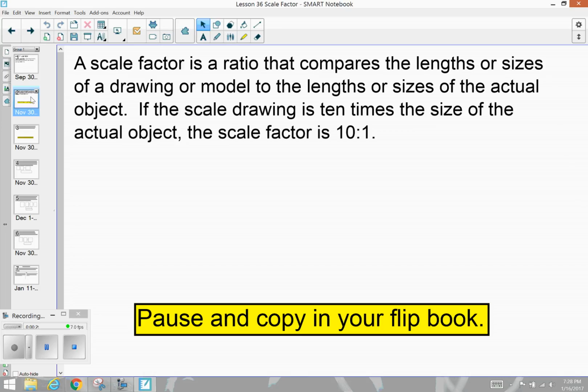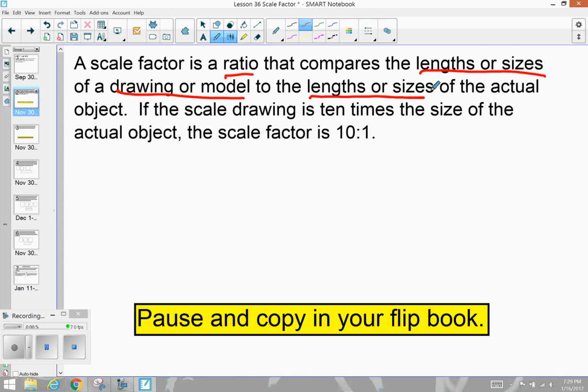A scale factor is a ratio that compares the lengths or the sizes of a drawing or a model to the lengths or the sizes of the actual object. So basically, in a nutshell, because it seems kind of confusing, how can we take, in ratio form, the length or size of a drawing or a model, the small size, and compare it to the length or size of the actual object? We're just writing a proportion of the small object compared to the big object.